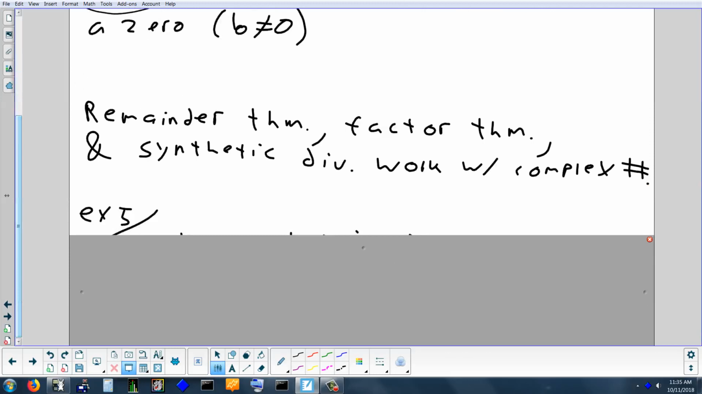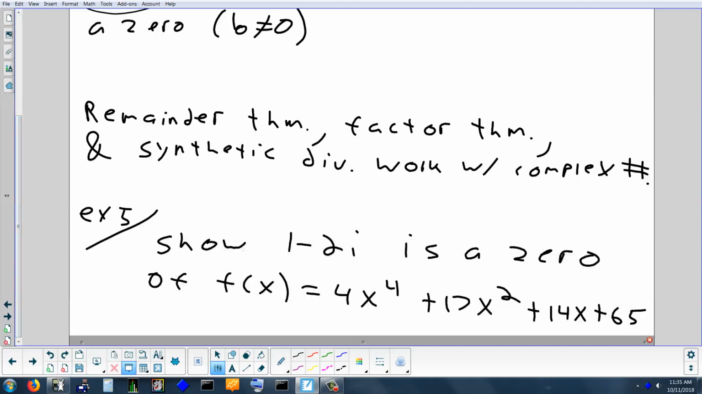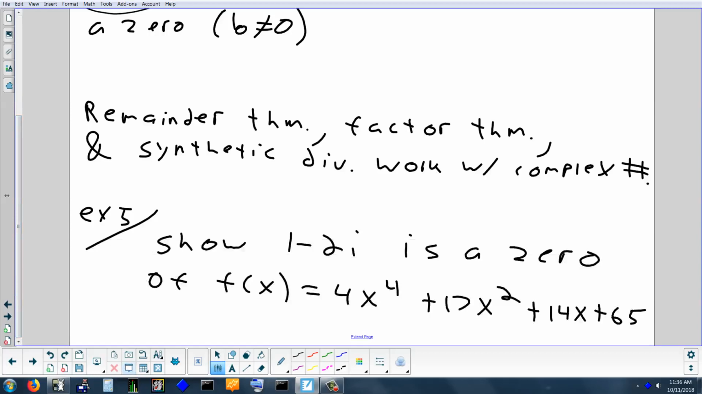All right, so I'm going to pick out one to try, and I want to prove that something is a root, but I'm not going to do that one. And I don't have a better one to do, so we're going to do it. We're going to show that 1 minus 2i is a root, or is a 0.